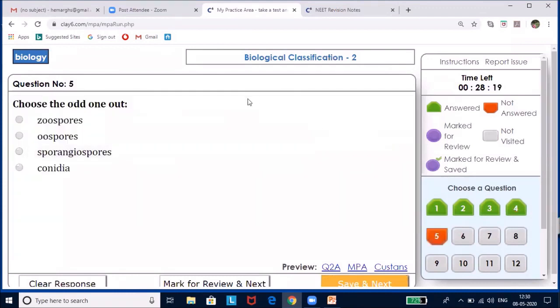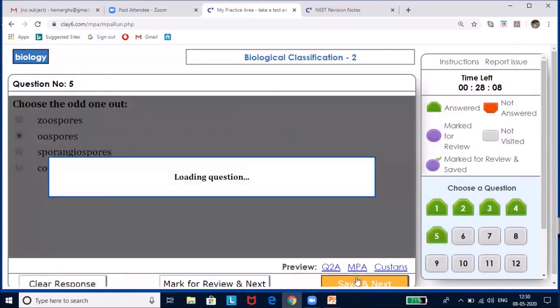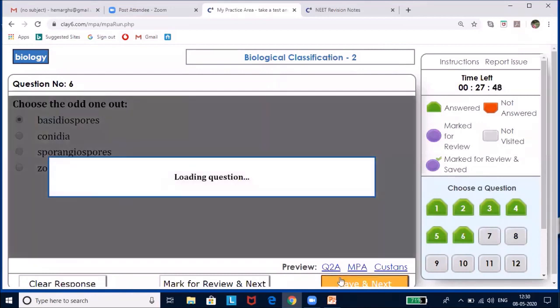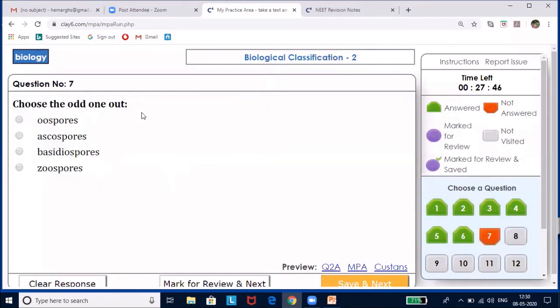So this is the choice which is incorrect. Choose the odd one out. Zoospores, oospores, sporangiospores and conidia: it is the oospores. The rest are asexual spores. So remember our BOVA and zoom the computer screen. Now choose the odd one out. Basidiospores, conidia, sporangiospores, zoospores. Basidiospores, because the others are asexual spores. Only basidiospore is a sexual spore. Choose the odd one out. Oospores, ascospores, basidiospores, zoospores. Zoospores.